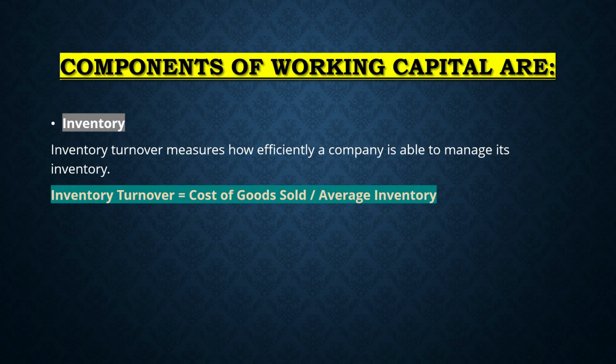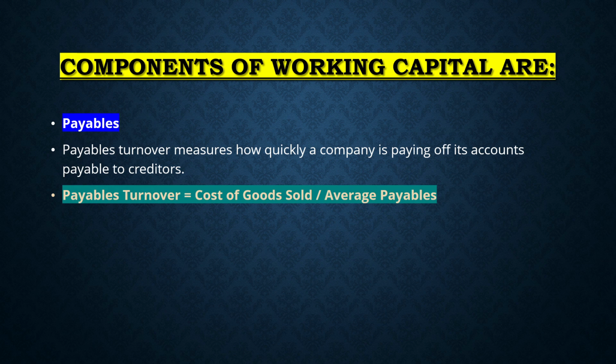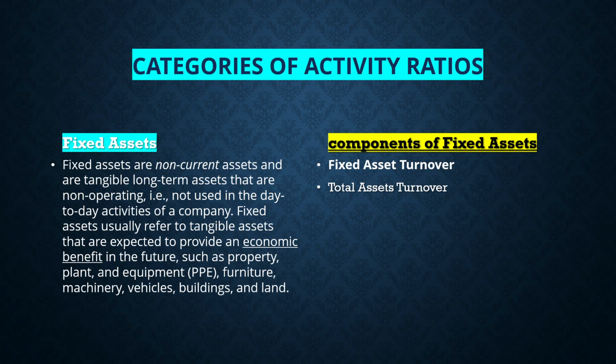Number two, inventory. Inventory turnover measures how efficiently a company is able to manage its inventory. Inventory turnover is calculated as cost of goods sold divided by average inventory. Number three, payables. Payables turnover measures how quickly a company is paying off its accounts payable to the creditors. It is calculated by cost of goods sold divided by average payables.